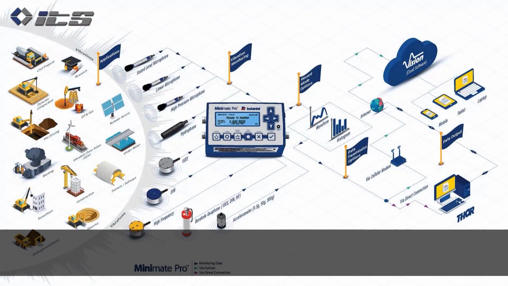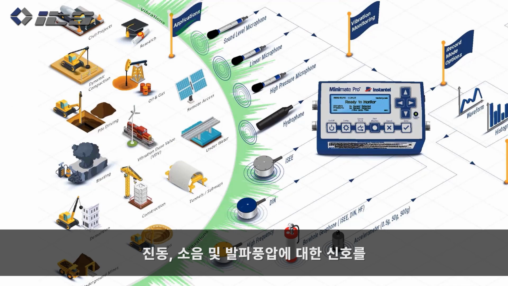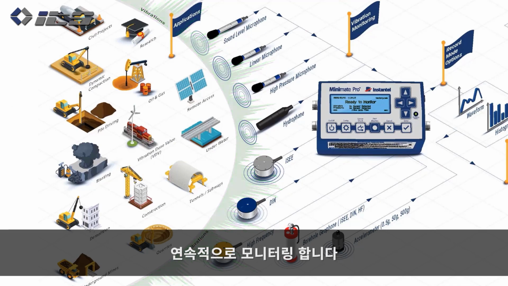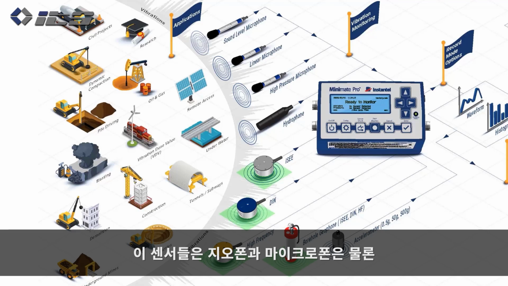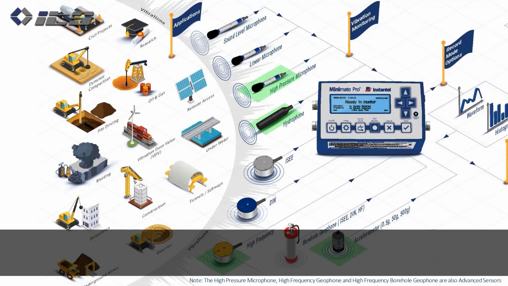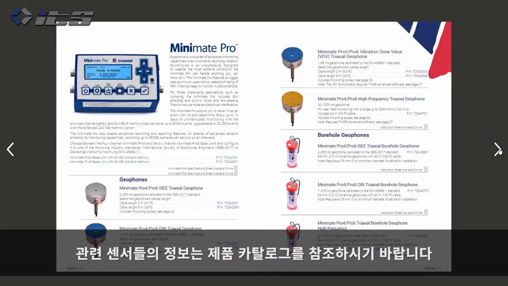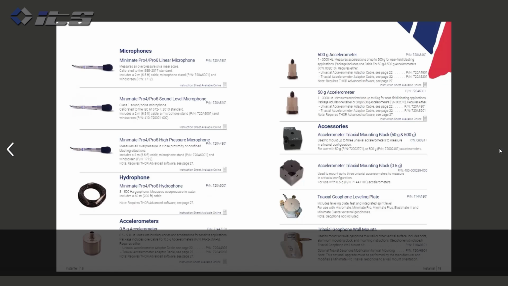your application. The unit continuously monitors the vibration, noise, and air overpressure signals from its connected sensors. These include geophones, microphones, and advanced sensors such as hydrophones and accelerometers. For a full description of all sensors, please refer to our product catalog.